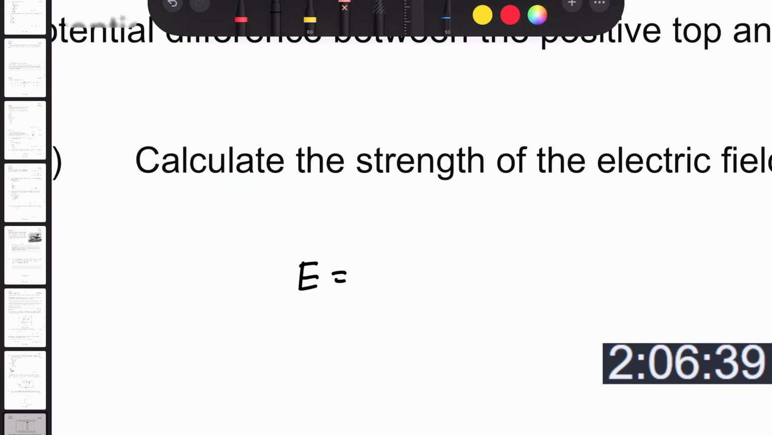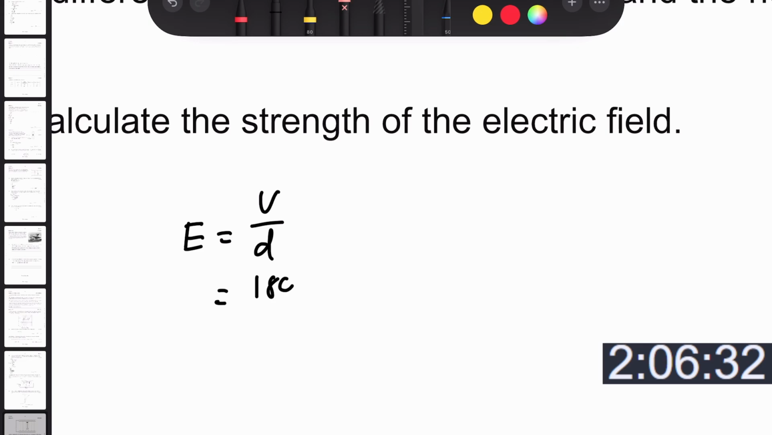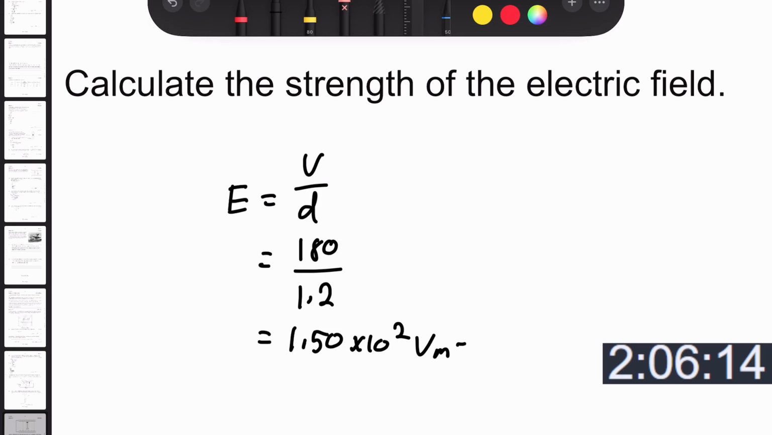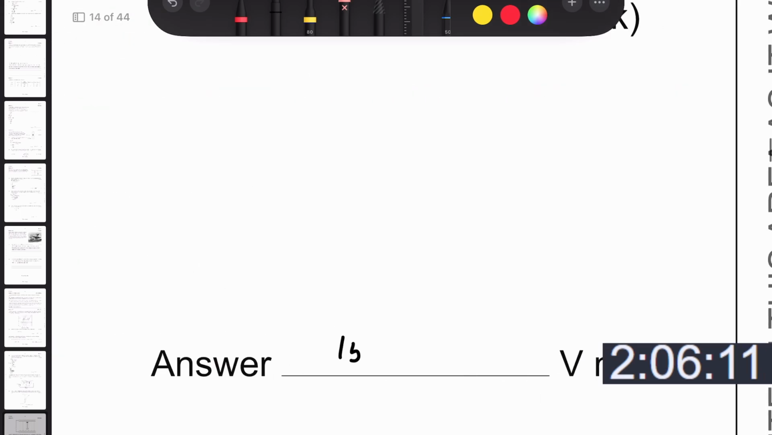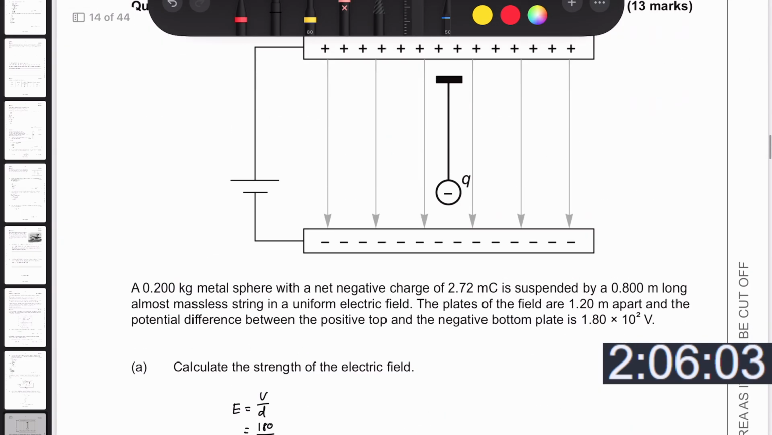So E is equal to voltage over distance. So this is, what's volts per meter, so 180. Distance is 1.2. Divided by 1.2, 150? Yep, 150, 1.50 times 10 to the power of 2 volts per meter. Calculate the tension in the string.